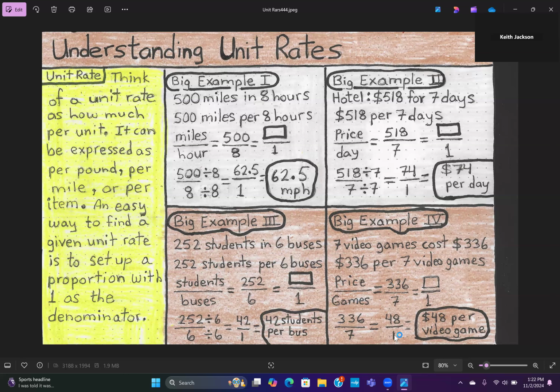7 divided by 7 will give us 1. 336 divided by 7 will give us 48. And so the cost per video game is $48. And so we have $48 per video game right here.